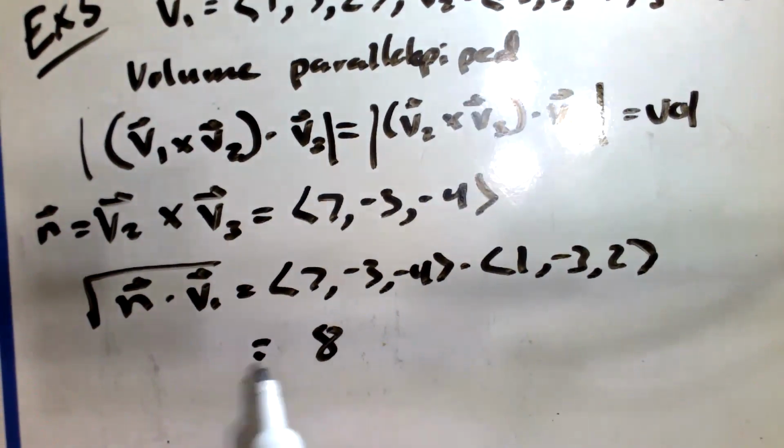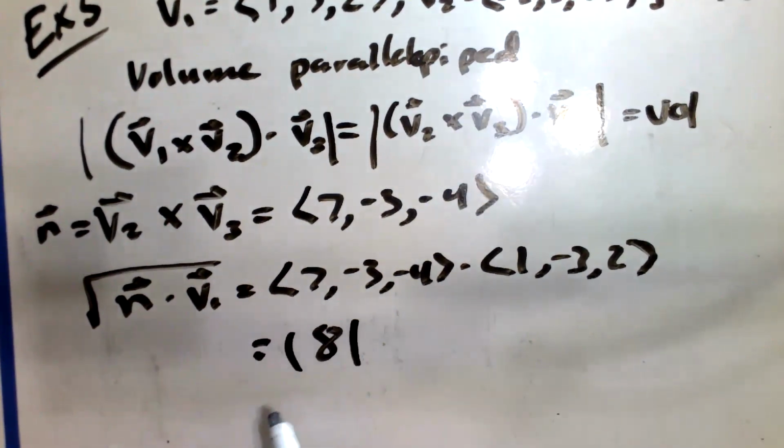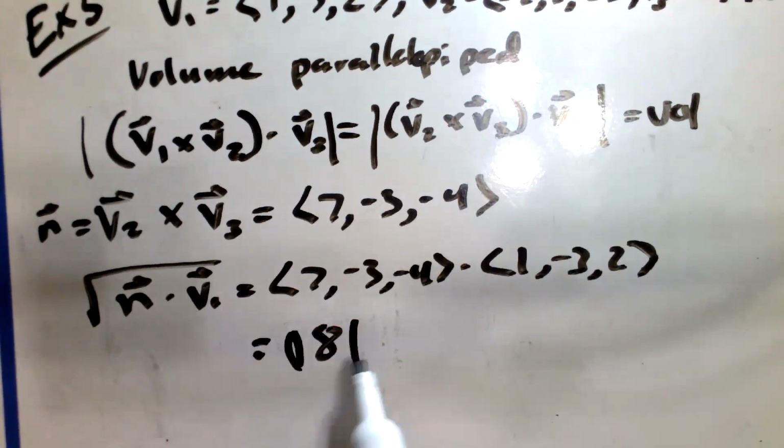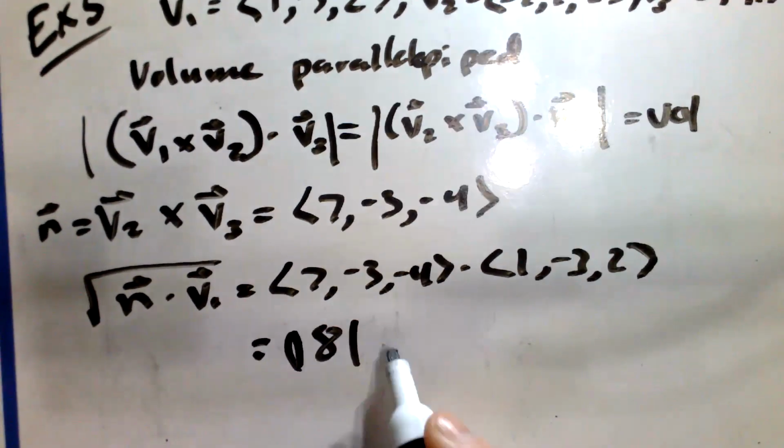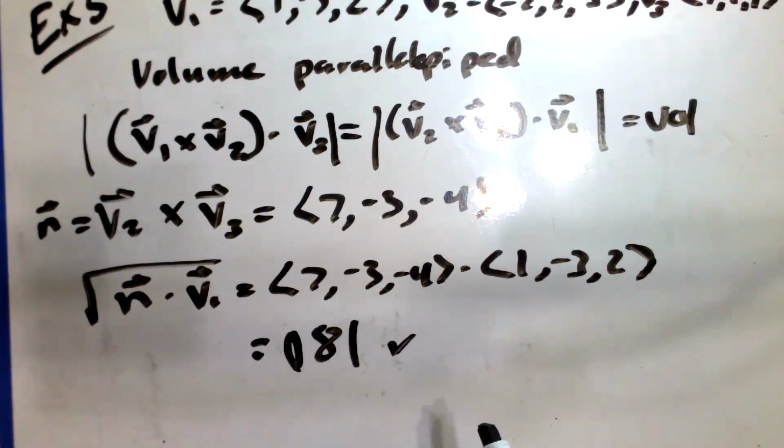And so the magnitude of this is, of course, the absolute value of this, which is obviously 8. So that is the volume of this particular parallelepiped. I hope that that was helpful, and I will see you in the next video.